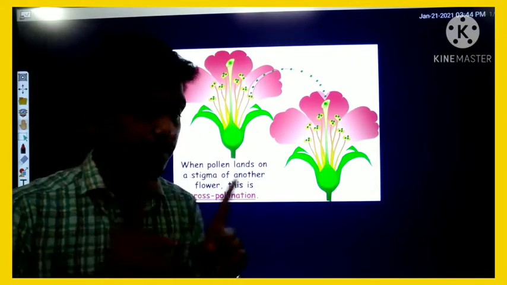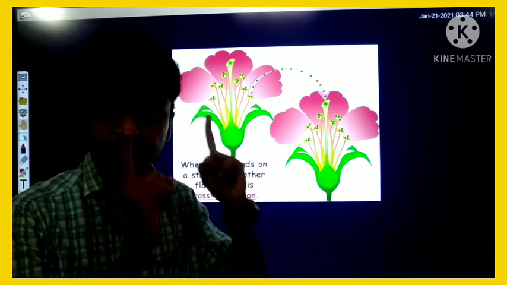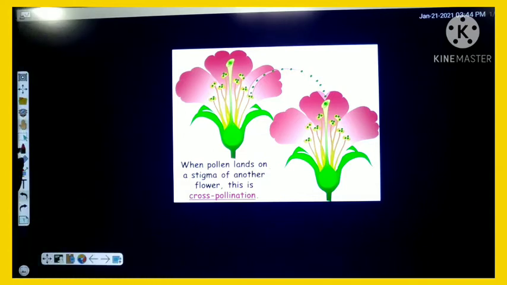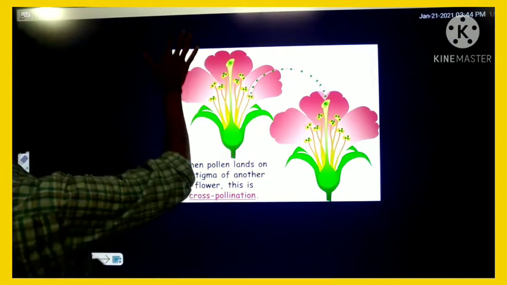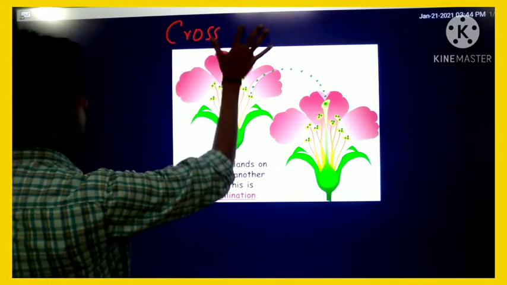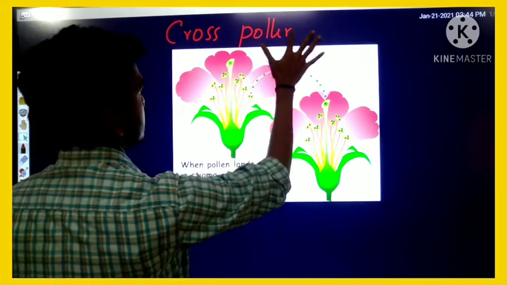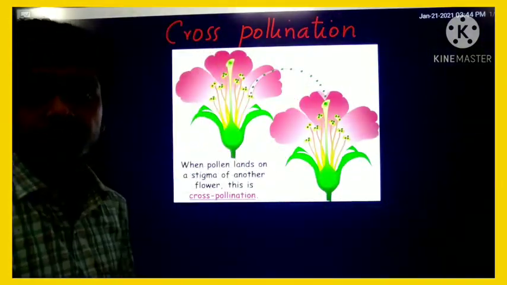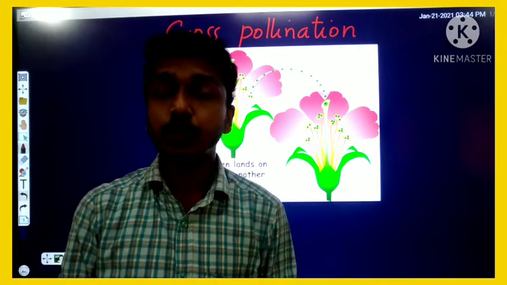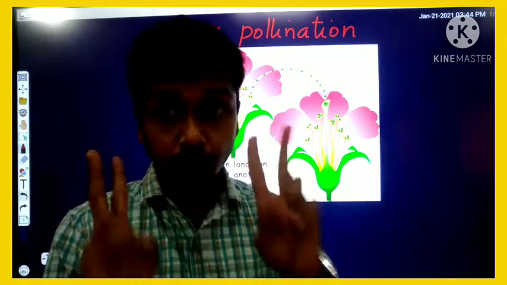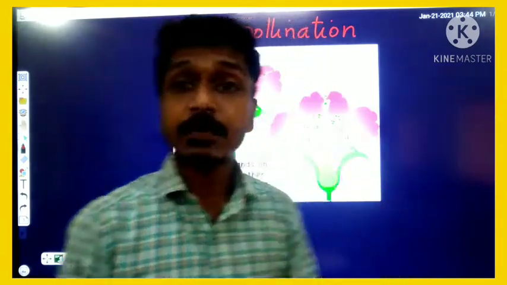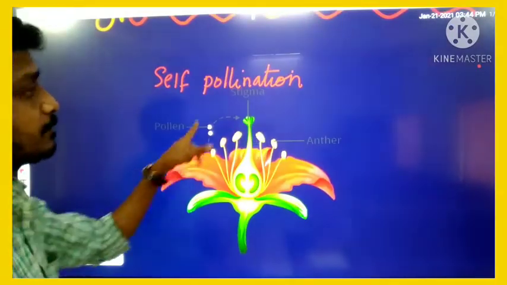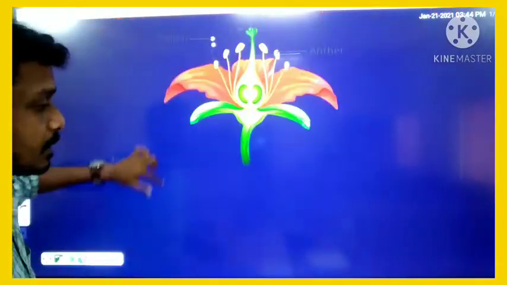So cross pollination should happen between two flowers. This type of pollination is called cross pollination. So there are two types of pollination. First one is called self pollination, and second one is called cross pollination.